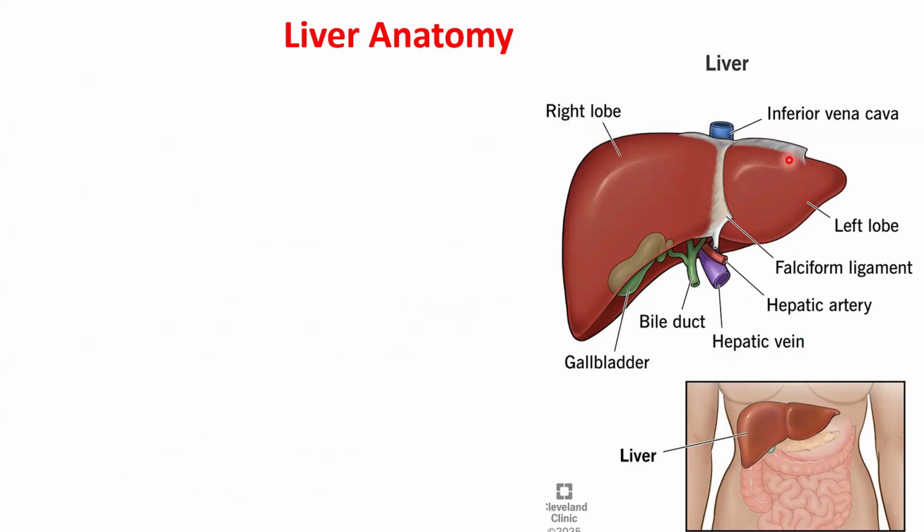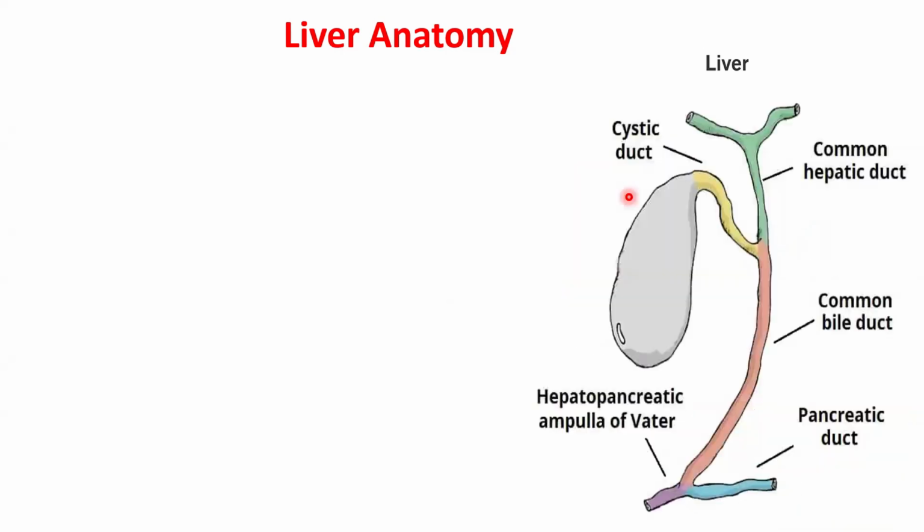So starting with the liver, as we can see here, and as you saw in your anatomy, this is a liver. It has two lobes, the right lobe and the left lobe. You can see the structures of the portal triad. This is a hepatic vein, this is a hepatic artery, and this is a bile duct. This hepatic vein is really the portal vein that goes to the liver. And now you can see the biliary tree.